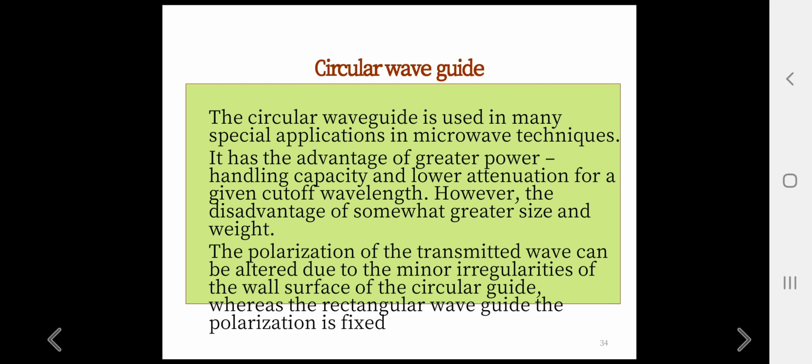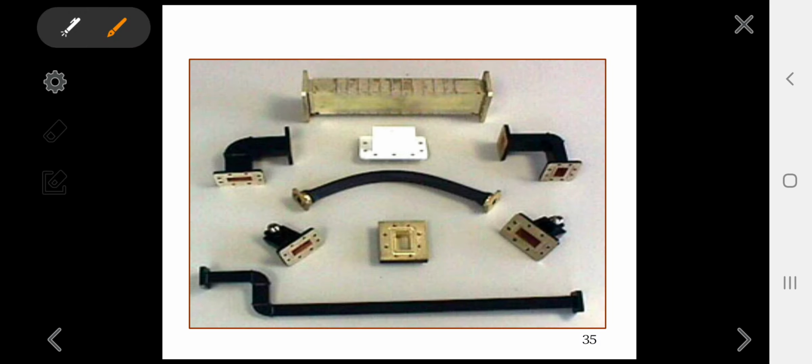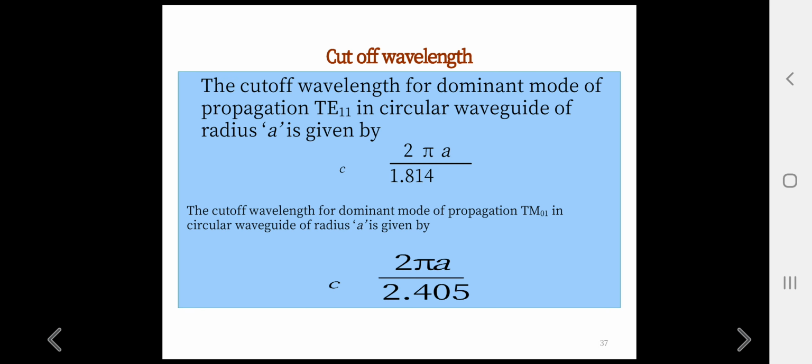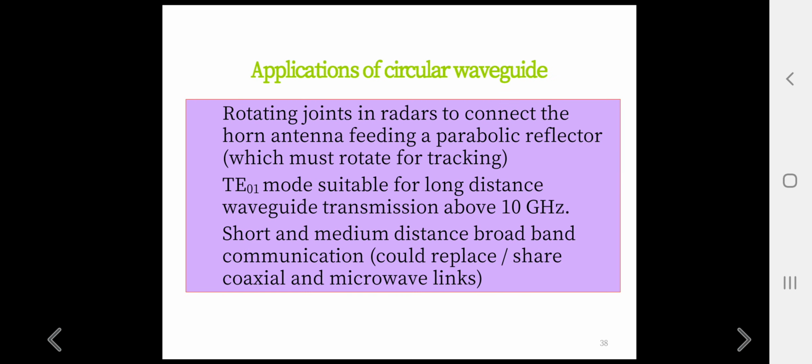Once again, the polarization of a transmitted wave can be altered due to minor irregularities of the wall surface of the circular waveguide. But in the rectangular waveguide, the polarization is fixed. So these are the basic differences. Rectangular waveguides as well as circular waveguides are both used in practice.